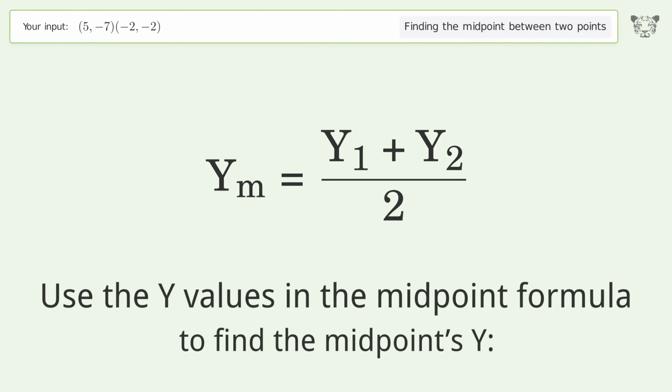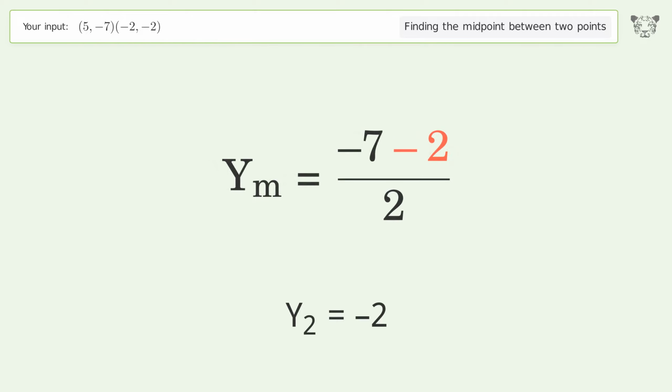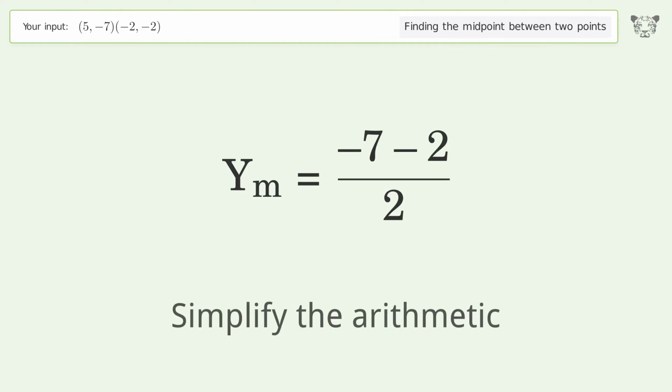Use the y values in the midpoint formula to find the midpoint's y. y1 equals negative 7. y2 equals negative 2. Simplify the arithmetic.